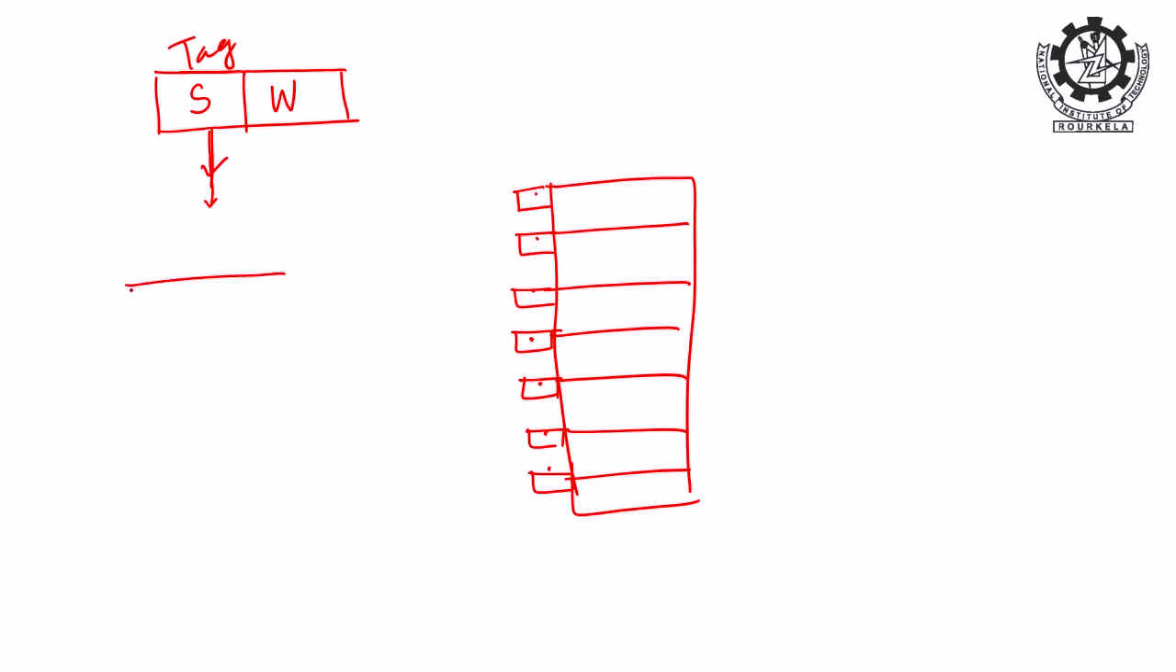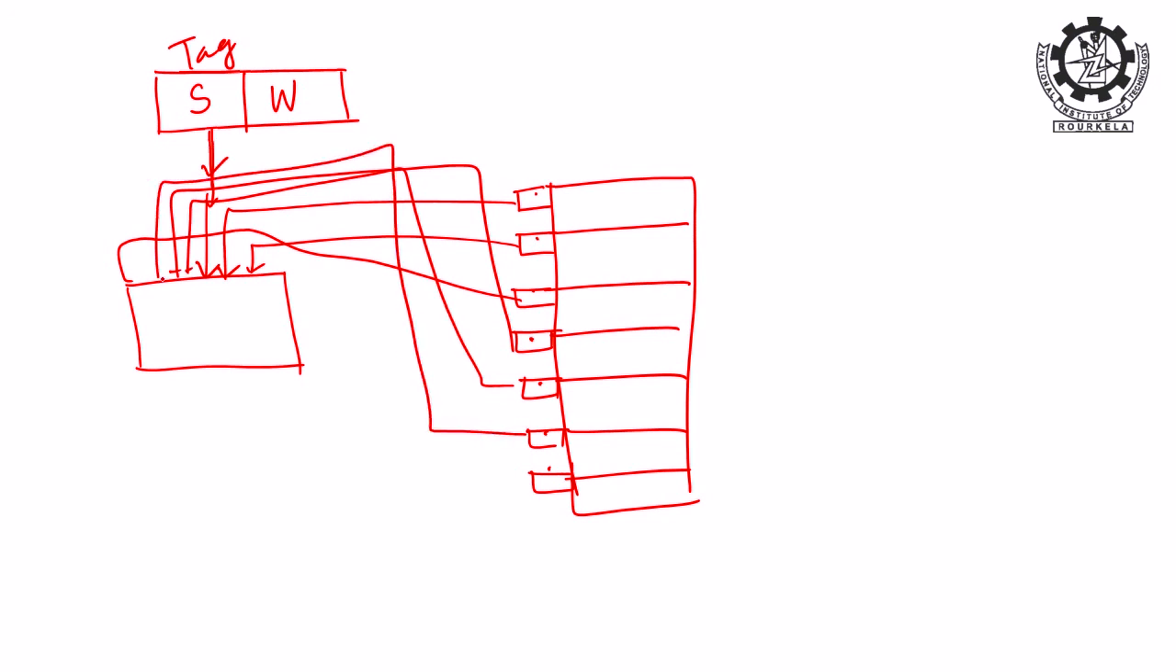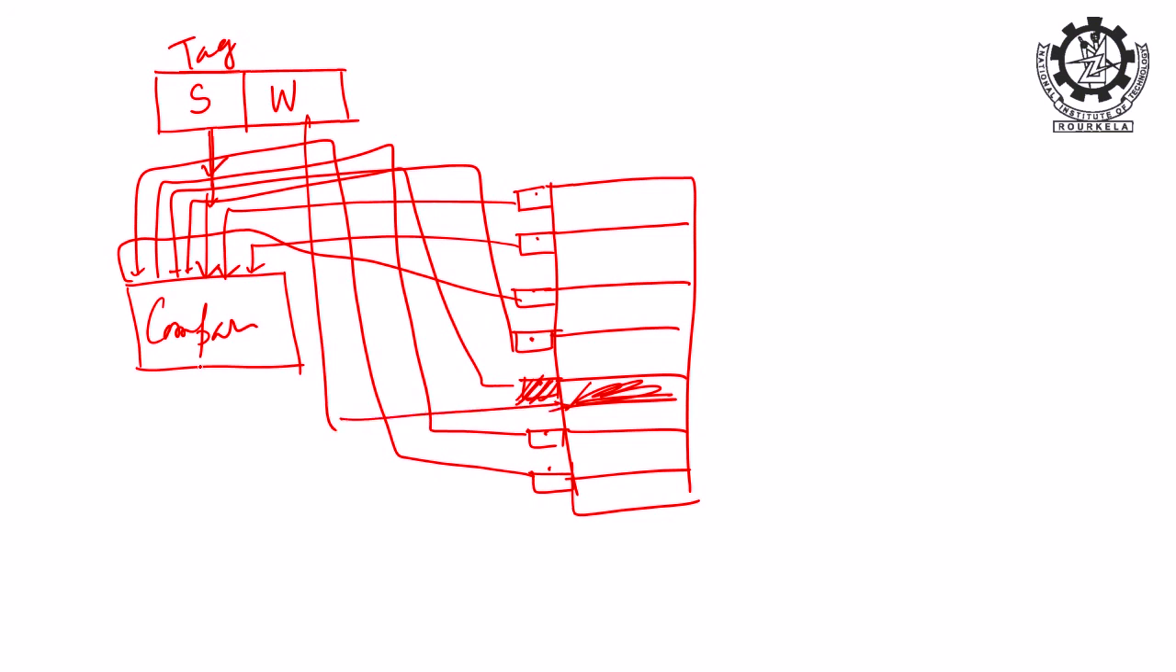Therefore, there should be a powerful comparator which compares the generated tag with the tags of all the blocks. All tags should be compared in parallel. There is a special circuit where this comparison is done in parallel with all the tags. If there is a match, let us say it is matching here, that means that particular word is available here. So, if this is a hit, this will work here.